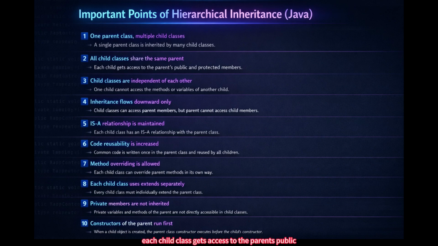Each child class gets access to the parent's public and protected members. Child classes are independent of each other. One child class cannot access the methods or variables of another child class. Inheritance flows downward only. Child classes can access parent members, but the parent cannot access child members. Is-a relationship is maintained. Dog is an Animal and Cat is an Animal. Code reusability is increased. Common code is written once in the parent class and reused by all child classes.